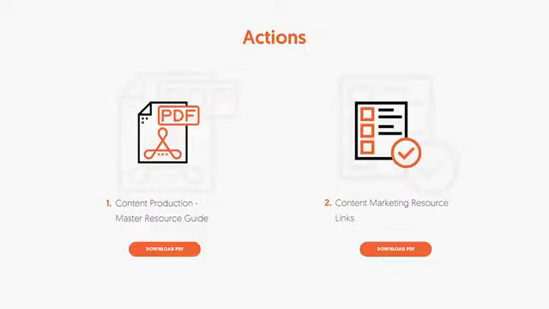So some action items for you, go to neilpatel.com/training. This is the last video, and then click on Content Marketing Unlocked. Now, under week 1, this is the last video, and then I want you to go through the Content Production Master Resource Guide that'll help you produce and master your content, and then the Content Marketing Resource links. By going through both of them, you'll be able to optimize your existing content and generate more traffic.